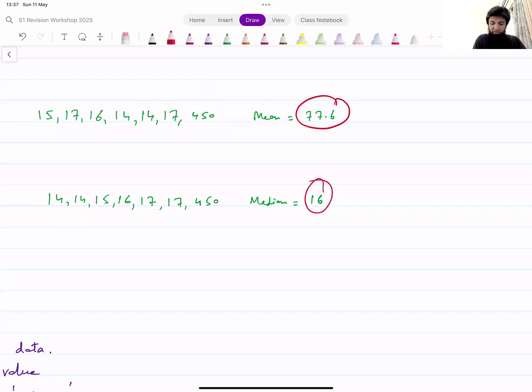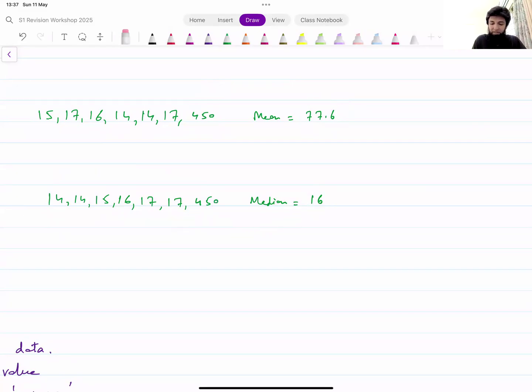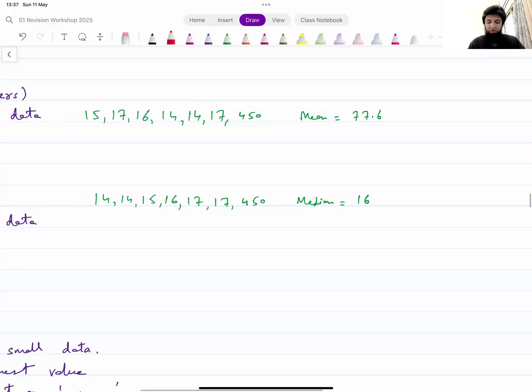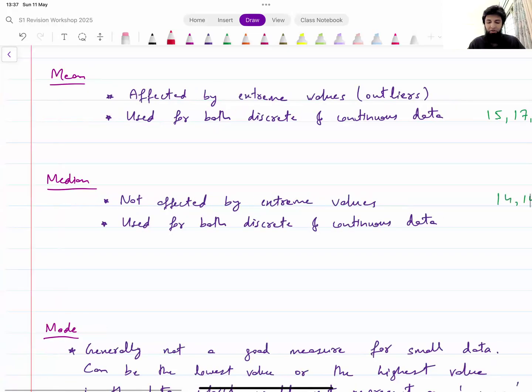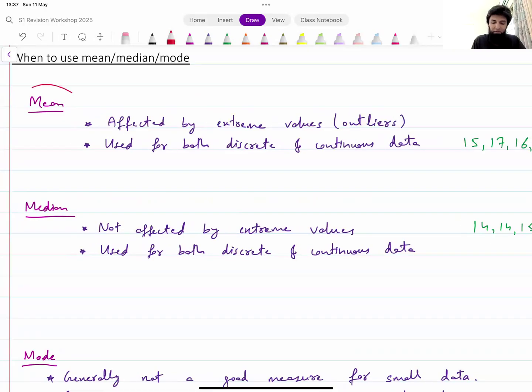Now, which is a better representation of the data? 16, because most of the data points are close to 16. Mean 77.6, that does not really represent this data in any way. Why is that not very helpful in this case? Because of this outlier, the mean is going to be inflated and it's not going to be reliable. So when a data set has an outlier, remember, mean is not going to be an appropriate measure. Okay, mean would not be appropriate when there's an outlier in the data. In that case, you would use median.